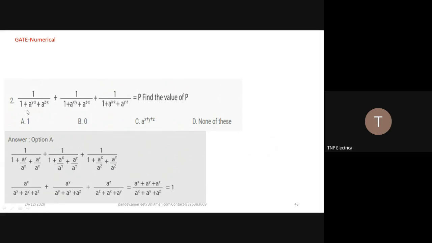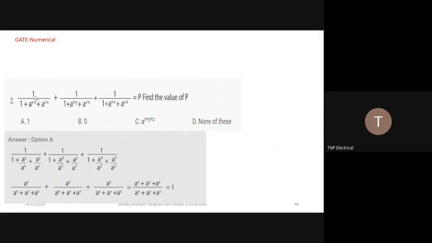Now the question is: given 1 upon 1 plus a to the power y minus x plus a to the power z minus x, plus 1 upon 1 plus a to the power x minus y plus a to the power z minus y, plus 1 upon 1 plus a to the power x minus z plus a to the power y minus z, and they are considering that it should be equal to p. Now p can be any positive real number or a natural number. Then you need to find the value of p.